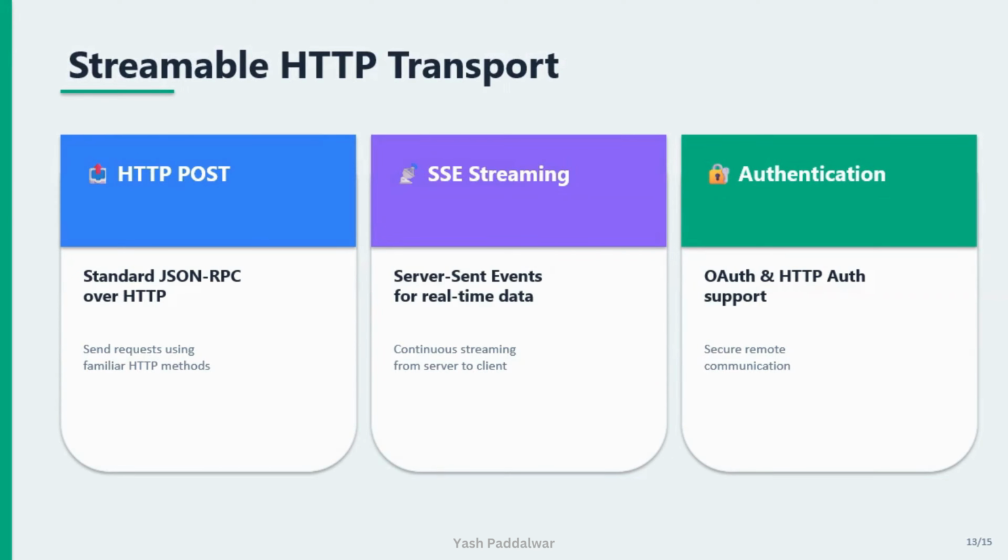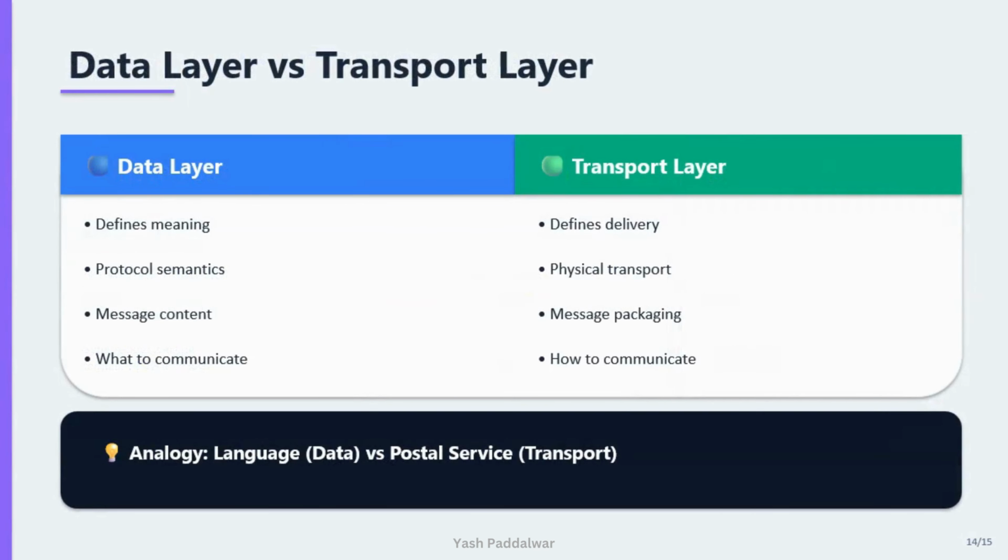Now we have covered both the data layer and transport layer and all its supporting information. I hope you have understood that. Now let's have a look at a summary of it, what the data layer and transport layer actually do. So the data layer defines meaning, the transport layer defines the movement, that is the delivery of that particular message. There are certain protocols in which the data has to be there. Here there is a physical transport of that particular semantics.